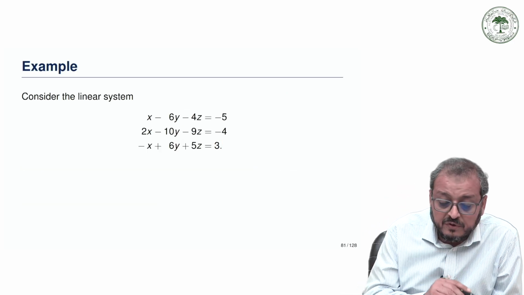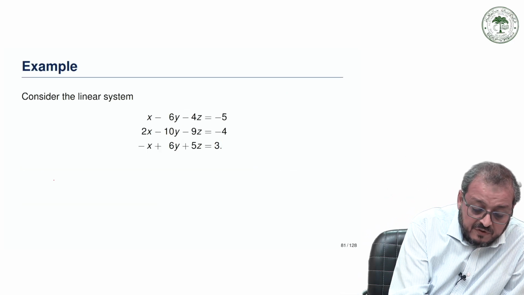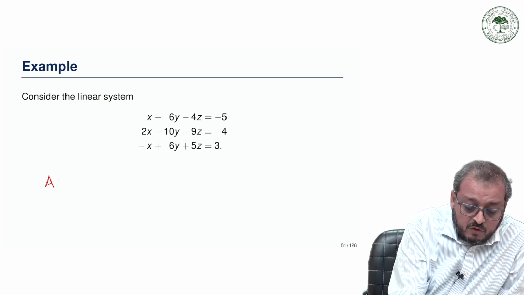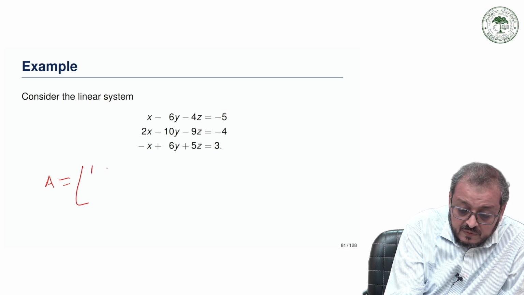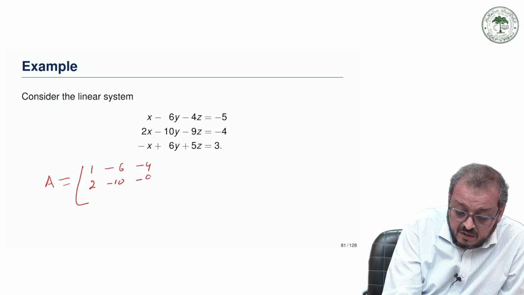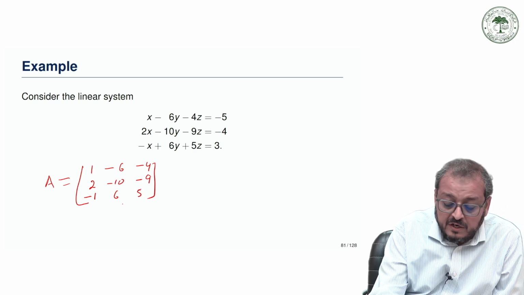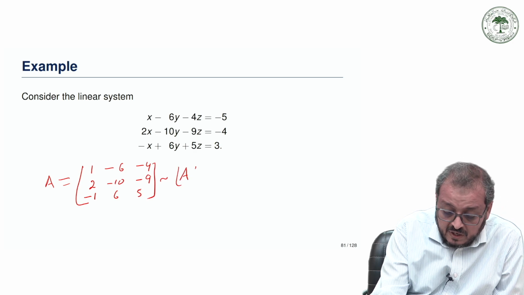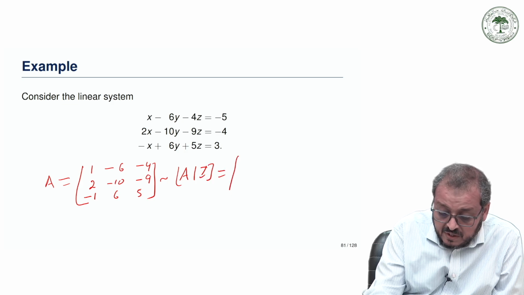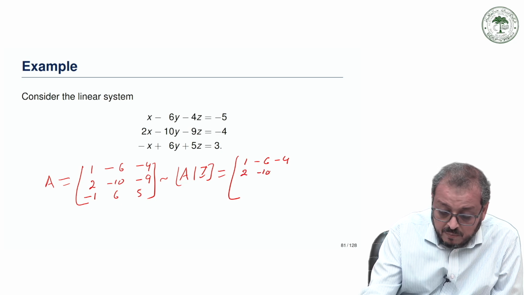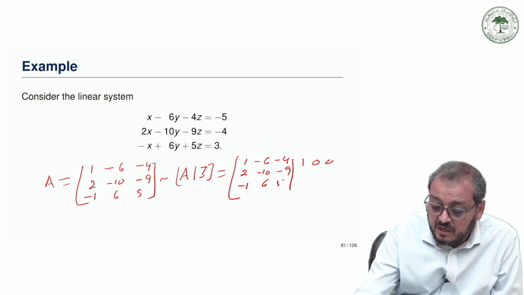Okay, so consider the system of equations. First we find the augmented matrix, or we can just write the coefficient matrix A. The coefficient matrix is 1, minus 6, minus 4, 2, minus 10, minus 9, minus 1, 6 and 5. Then we try to find the inverse. We write A equal to the identity matrix times A: the matrix 1, minus 6, minus 4, 2, minus 10, minus 9, minus 1, 6, 5, and then the 3 by 3 identity matrix.